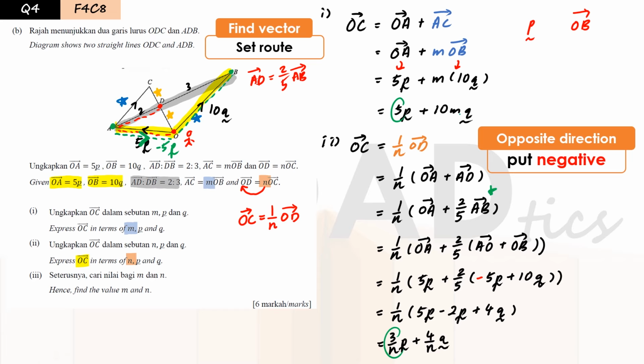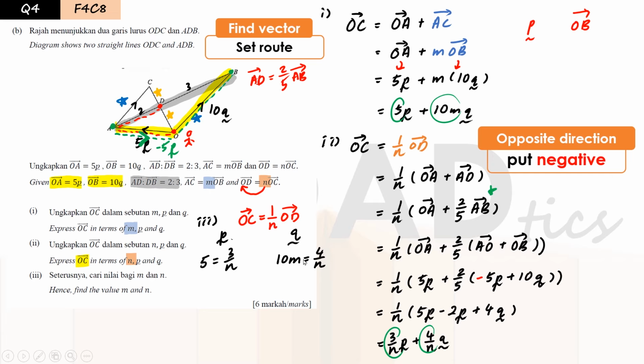Alright, and for the values of vector q, which is 10m and 4 over n, both of them are the same also, because both of them are from the same vector. Okay, so to find the value of m and n, we can equate these values together. Right, so for vector p, it will be 5 equal to 3 over n, and q vector would be 10m with 4 over n.